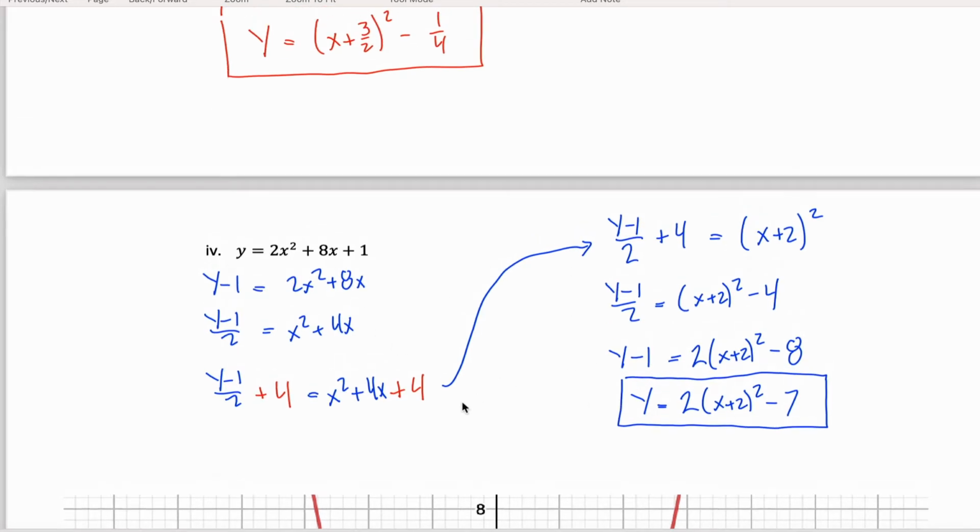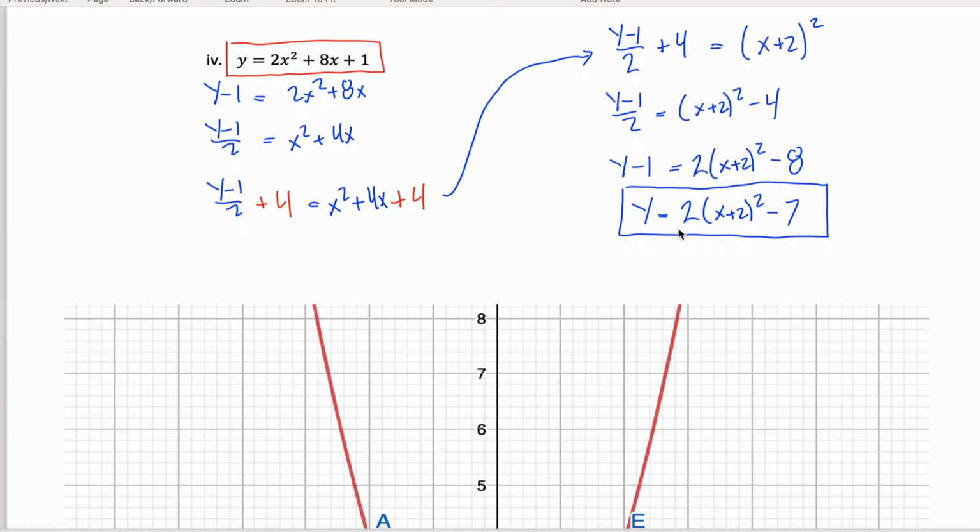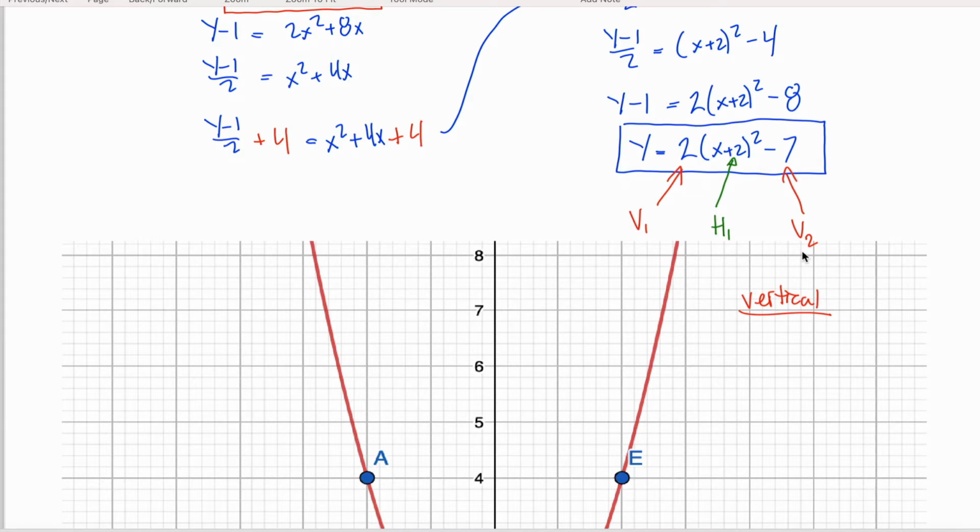It's a hard enough process that it's easy to get lost in there and forget why we were doing what we were doing in the first place. The goal was to come up with the graph of this equation right here. The way we'll do that is we'll first rewrite it in vertex form, and then we'll recognize that really this is just transformations of x squared. We have 2 different vertical transformations corresponding with this 2 and this -7, and 1 horizontal transformation corresponding with this +2.